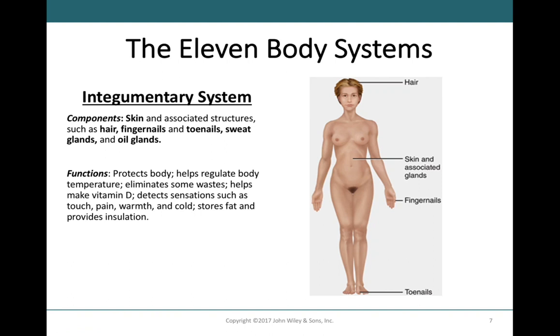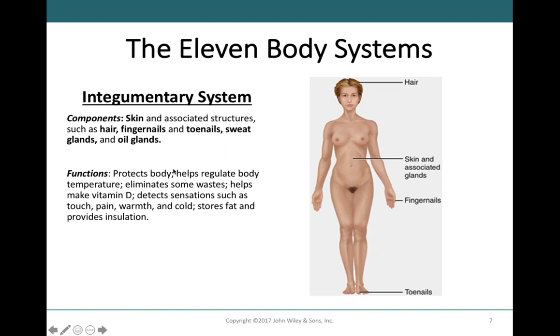So first and foremost, the integumentary system's first function is to protect the body. This is our first line of defense. Think about the last time you might have tripped and skinned your knee on the pavement or something of the sort. What happens is you get your skin scraped. That's going to be the first thing functioning as a layer between the inner body workings and the outside of the body.